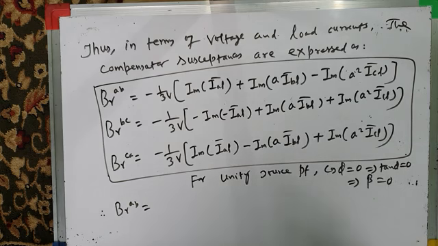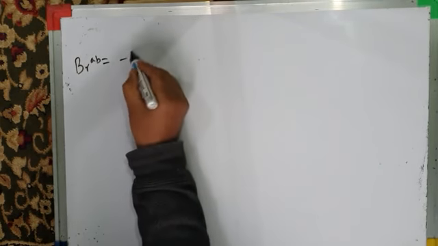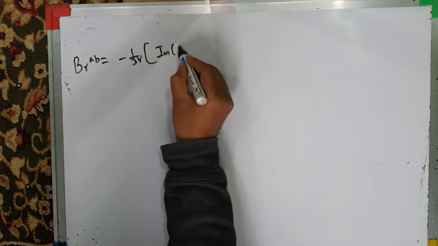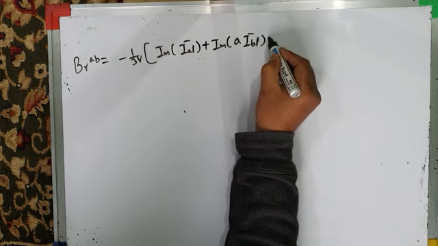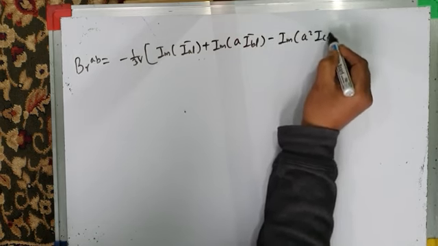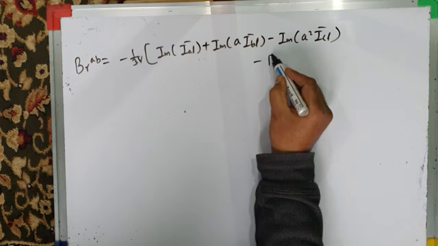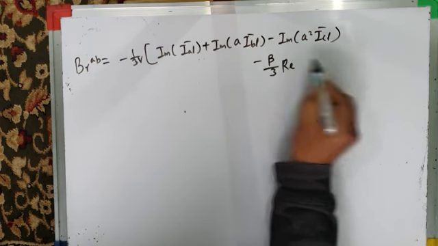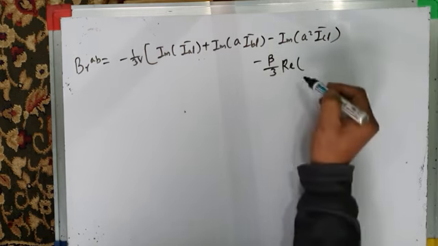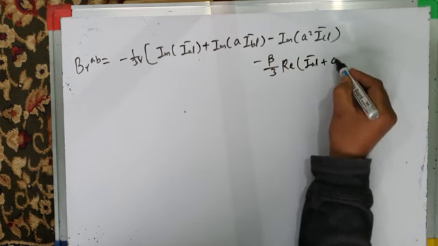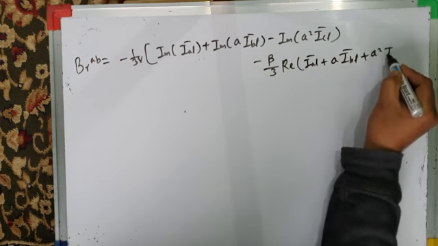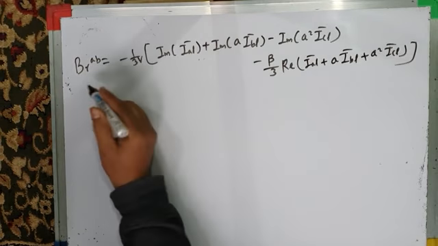Okay. There is one mistake here. I have not written the complete equation. I will write these compensator susceptances again. Minus 1 by 3V times imaginary part of IAL plus imaginary part of AIBL minus imaginary part of A square ICL, minus beta by 3. I'm sorry, I missed the beta part. Please cancel those equations and write this instead. Minus beta by 3 real component of IAL plus AIBL plus A square ICL. Sorry for the mistake. This is B gamma AB.